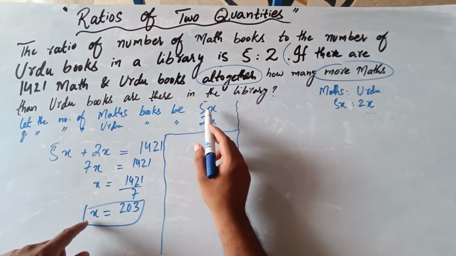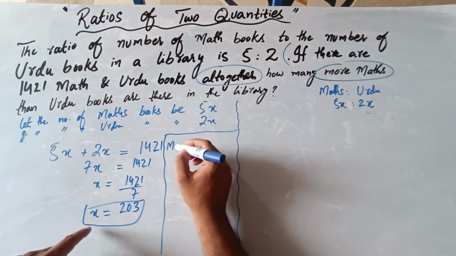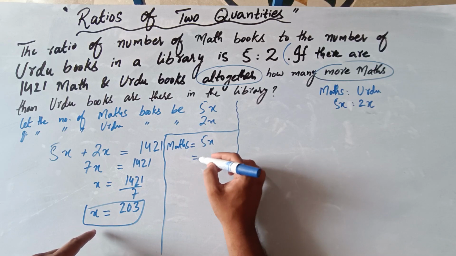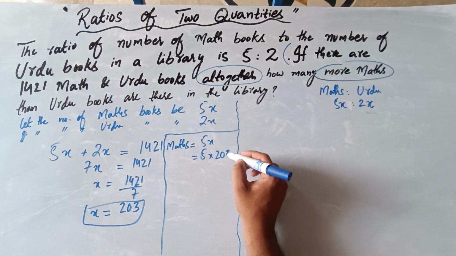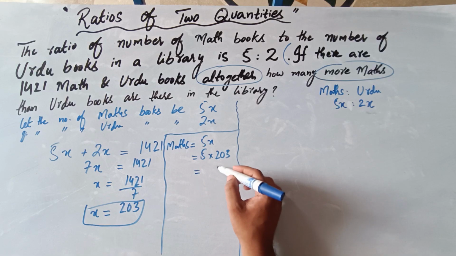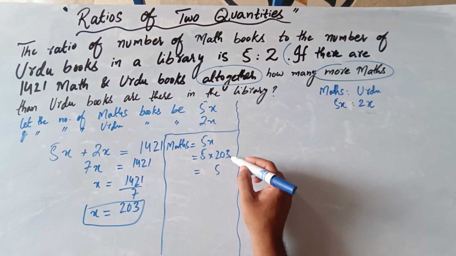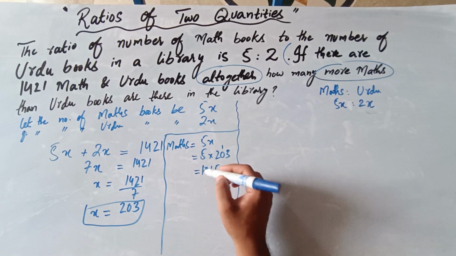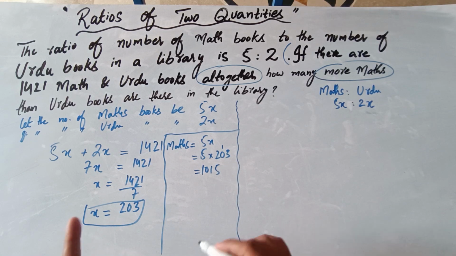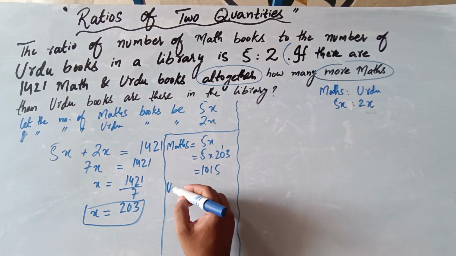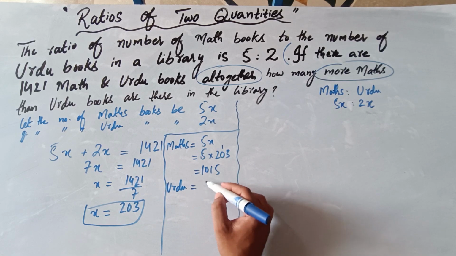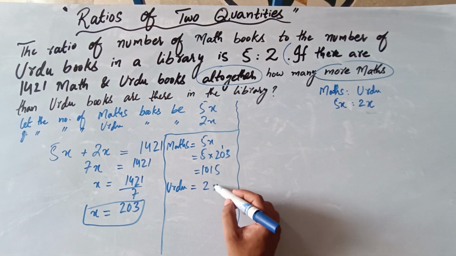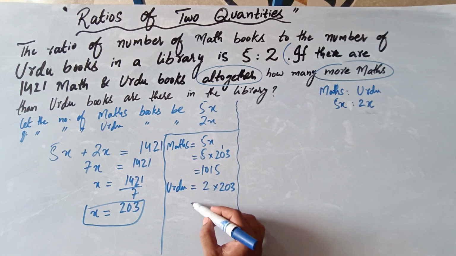Now we will see how many maths books there are. We have considered maths books as 5 times x. So for maths we need to multiply 5 with 203. 5 times 3 is 15, then 5 times 2 is 10. So there are 1015 maths books in the library. Then we need to find out Urdu books. For Urdu we need to multiply the value of x by 2, so 2 multiplied by 203.